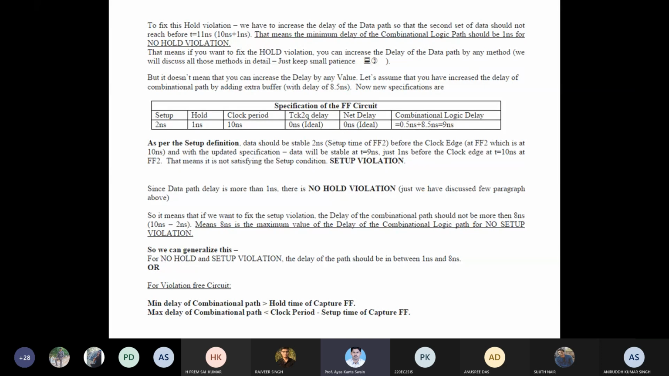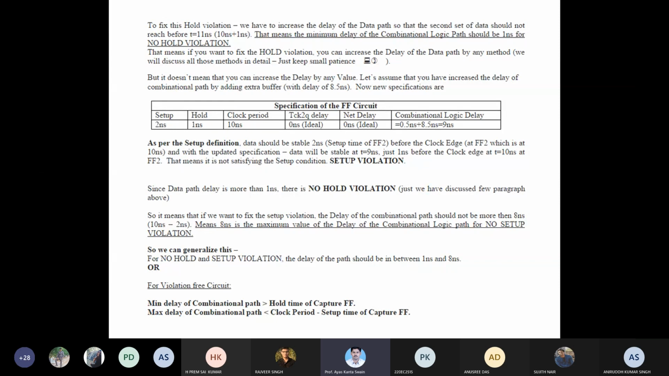So now let us see that we have changed the combinational delay. It was 0.5 nanosecond before, we have increased it by 8.5 nanosecond, now it becomes 9 nanosecond. So the next specification of the circuit is given where the only change is that the combinational logic delay is 9 nanosecond. Okay. Now let us see what happens to setup violation. If I am taking 9 nanosecond, as it is coming after 1 nanosecond, obviously there will be no hold violation, right? But there may be a chance that setup violation may occur. Okay. So that will conclude.